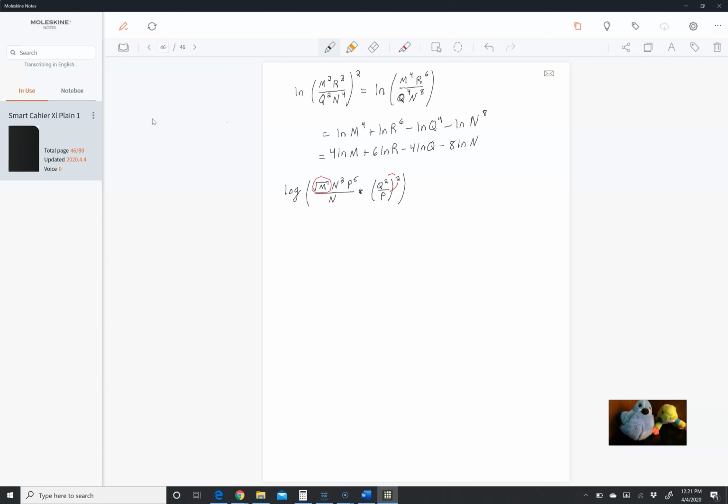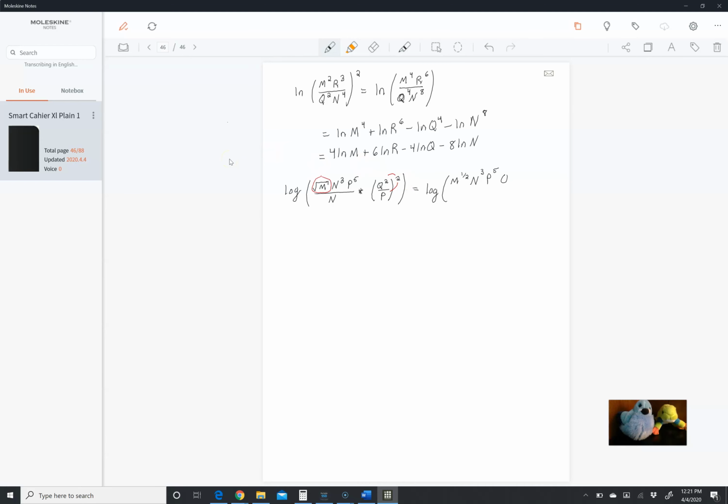Okay, so what that means is this is going to become log. We're going to make this m to the 1/2 n cubed p to the 5th. Now we know that this is multiplication, so these are actually just going to combine with one another, and we could write it all together.